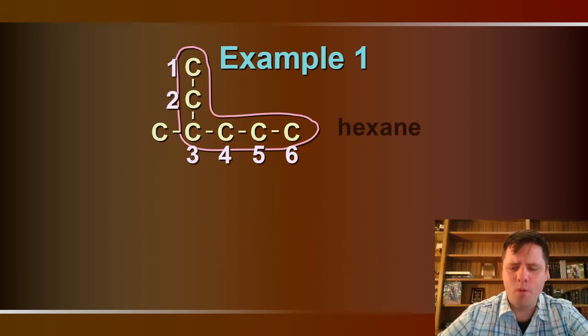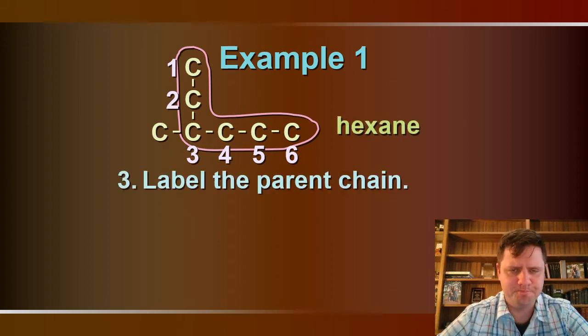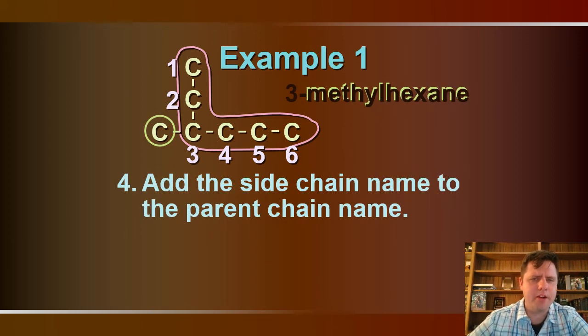We then name what this base is. Remember, there are 6 carbon atoms here in the parent chain. Thus, it is hexane. We label it as hexane. Step 4 is we add the side chain name to the parent chain name.